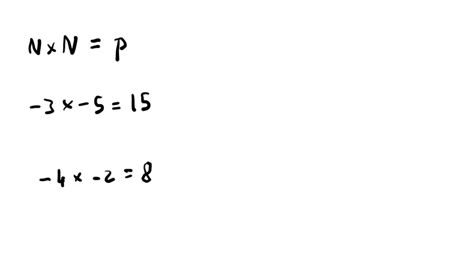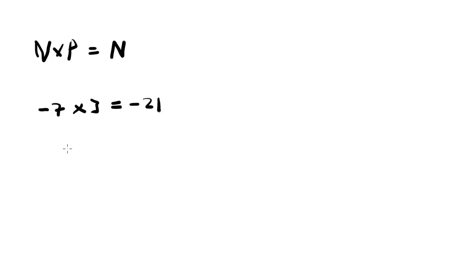Now, what about a negative times a positive? Now, this makes a negative. So, let's see an example of that. Minus 7 times 3. So, just like above, we multiply them like normal. 7 times 3, so that's 7, 14, 21. And now, because we've got a negative and a positive, and that makes a negative, we have to put minus 21.